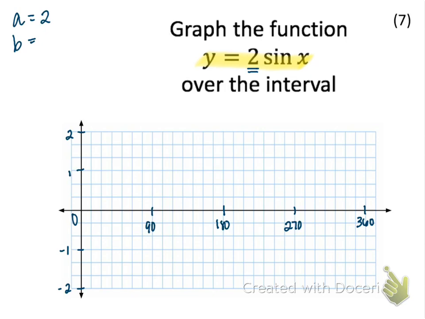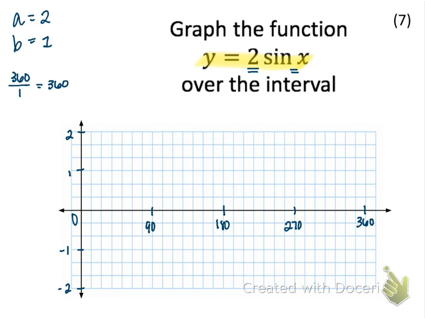Our b value is the term right in front of the x. And if we don't have the term, it's that invisible 1. So if we use our period formula in degrees, we have 360 degrees divided by our b value. So 360 degrees divided by 1 is going to be 360 degrees. So this means that we should see one wave in 360 degrees.